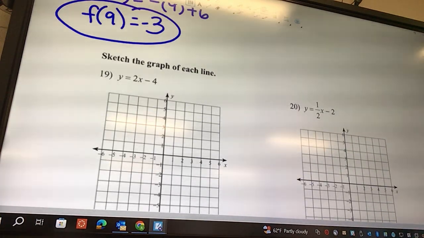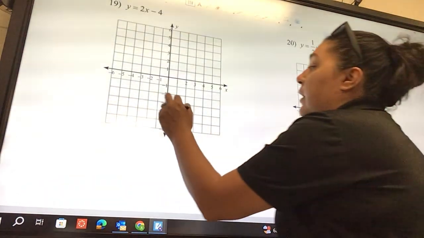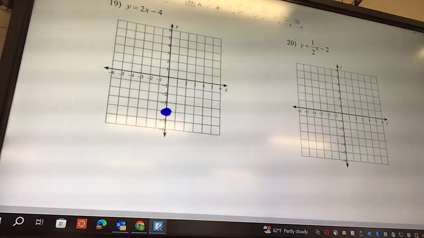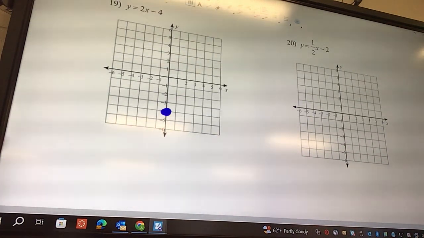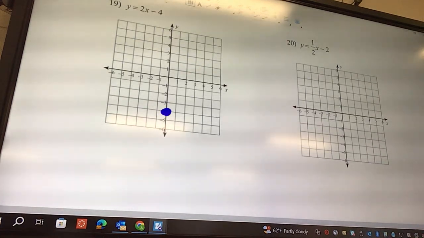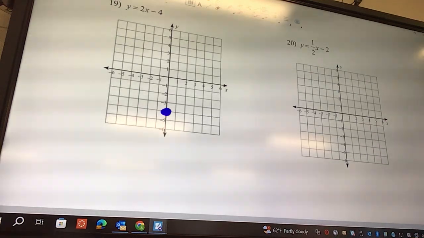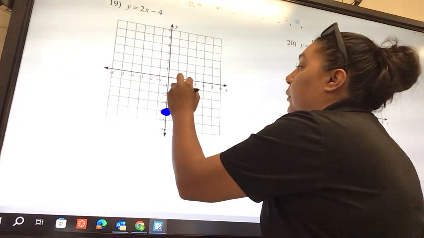What do I plot first? Negative 4. So we're going to go to the y line and find the negative 4 and put a dot. Okay, is my slope positive or negative? Positive. Am I looking for option 1 or option 2? Option 1. So I'm going to go up 2 and over 1, which way? To the right. Up 2, over 1.